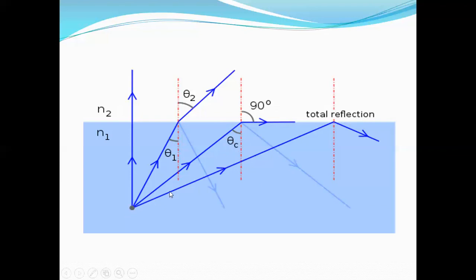Take another ray. Here also you see that angle I is greater than the previous critical angle. So no refraction takes place, the light comes back into the same medium and reflection takes place. So in this diagram, for this ray, if the angle I is greater than the critical angle, total internal reflection takes place.